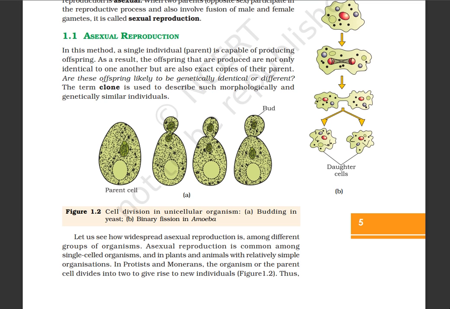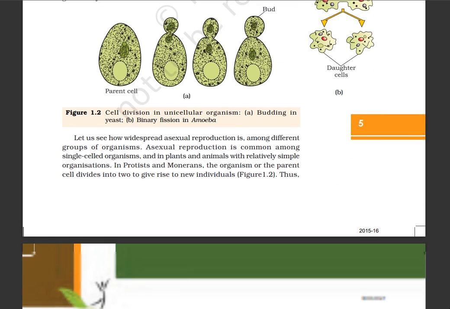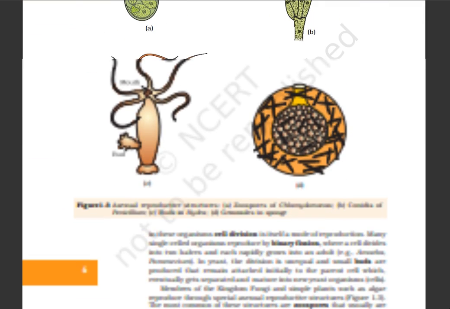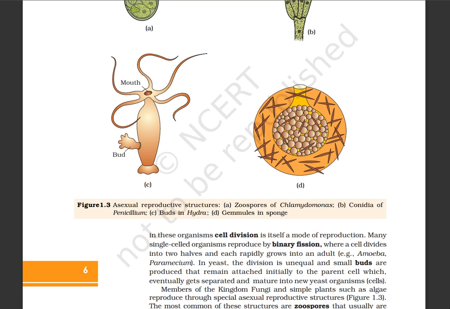Asexual reproduction is common among single-celled organisms and in plants and animals with relatively simple organisations. In protists and monerans, the organism or the parent cell divides to give rise to new individuals, Figure 1.2. Thus, in these organisms, cell division is itself a mode of reproduction. Many single-celled organisms reproduce by binary fission, where a cell divides into two halves and each rapidly grows into an adult. Example, amoeba, paramecium.